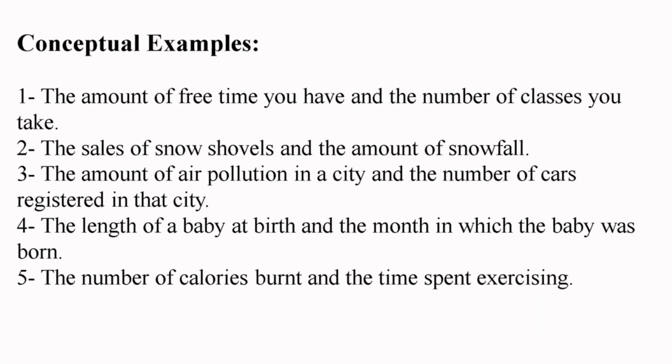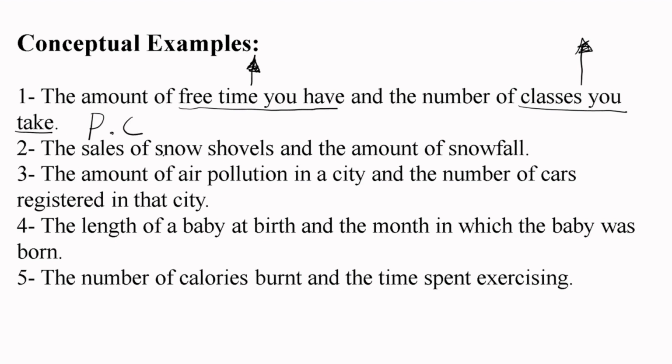Let's solve some examples, conceptual examples. The amount of free time you have, so this is the first group of data you have, and the number of classes you take. Pay attention. So one group of data is free time you have. The second group of data is classes you take. As you definitely know, if you have more free time, you are able to take more classes. So both of them are increasing at the same time. So what type of correlation do we have? Here we have positive correlation.